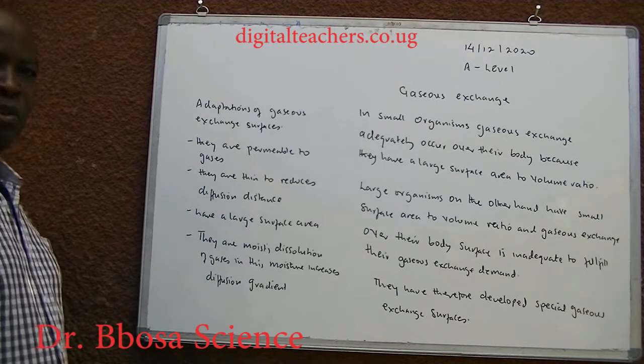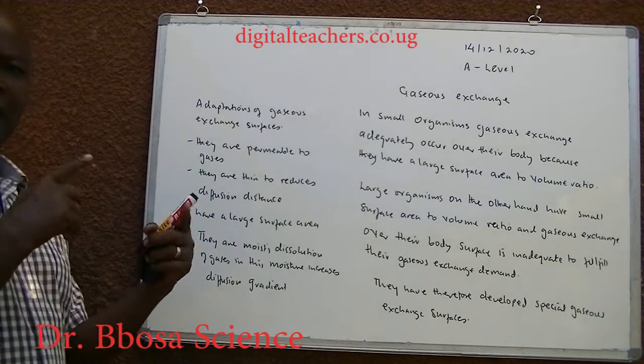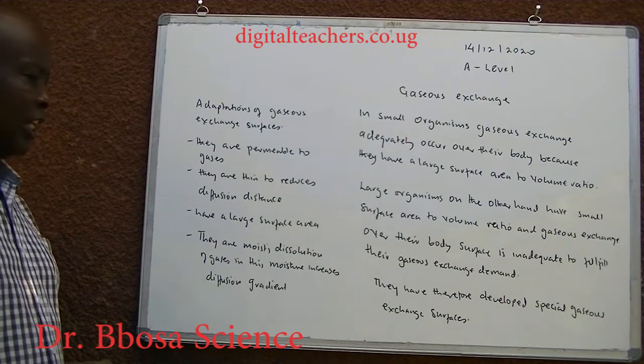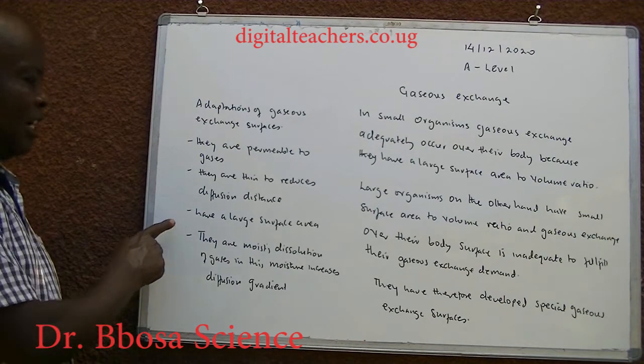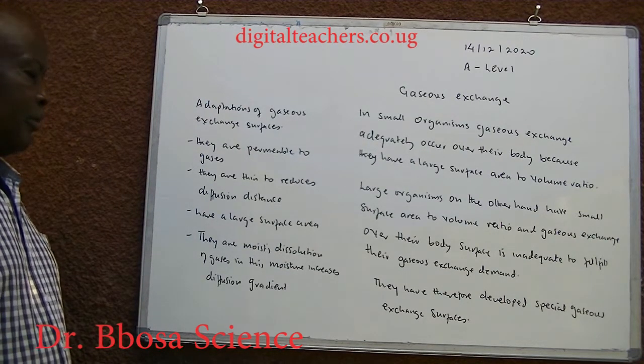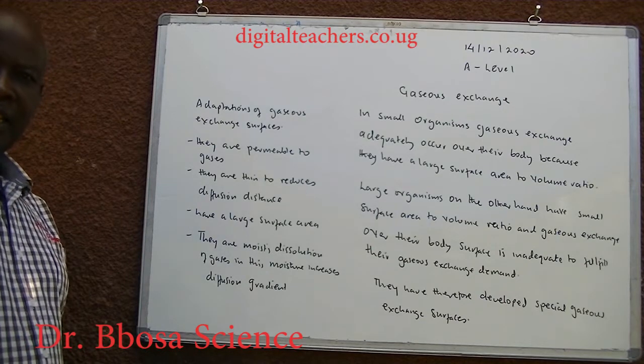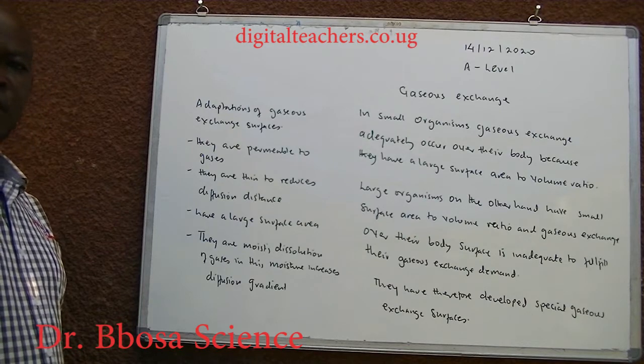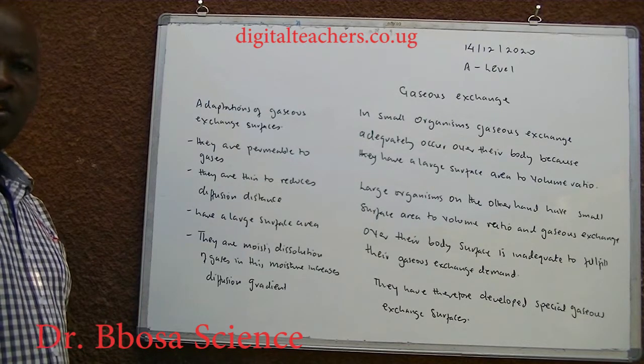They are permeable to gases to allow gases to cross through. They are thin to reduce diffusion distance. They have a large surface area. They are moist. Dissolution of gases in this moisture increases the diffusion gradient.